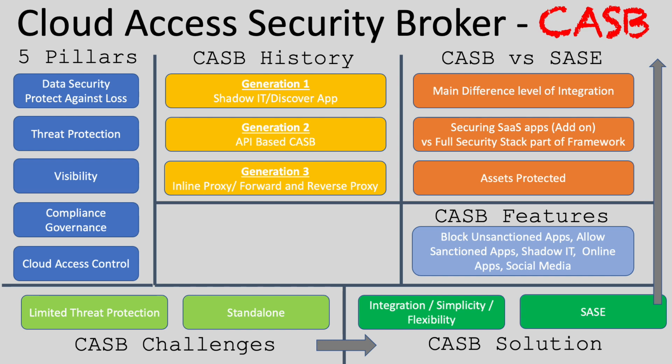And then another key element is securing software as a service applications. So that's an add-on here, versus a full security stack as part of a framework. So that's another key difference here, right? Are we using CASB just to control the traffic to a specific SaaS solution, or do we want to do full security stack inspections? Again, going back to that malware, IDS, IPS, data loss protection, etc., right?